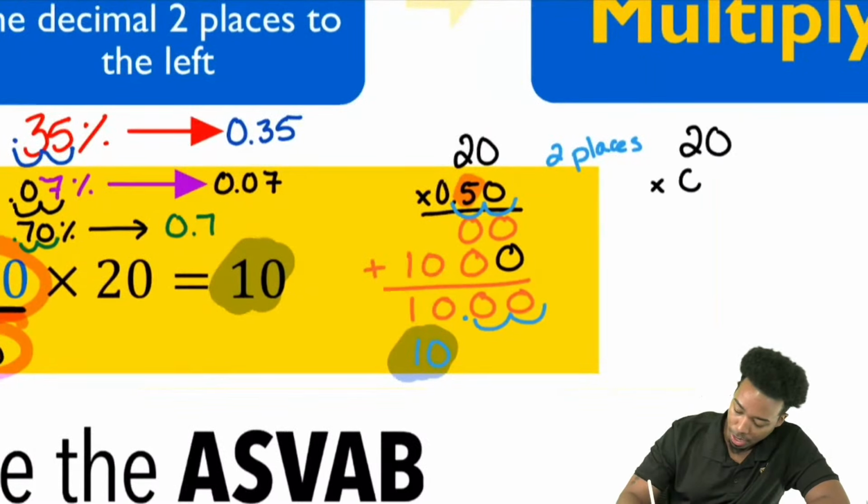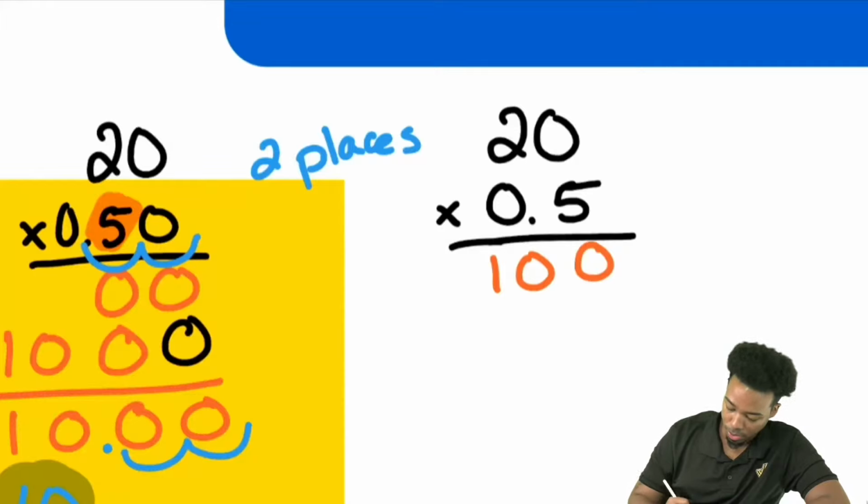Notice how if you know that 0.5 and 0.50 are the same thing, you can give yourself a slightly easier time. So for example, 0 times 5, that's going to be 0. 2 times 5, that's going to be 10. And now you count your decimal places. You have one decimal place right here. You bring one back, and that's 10.